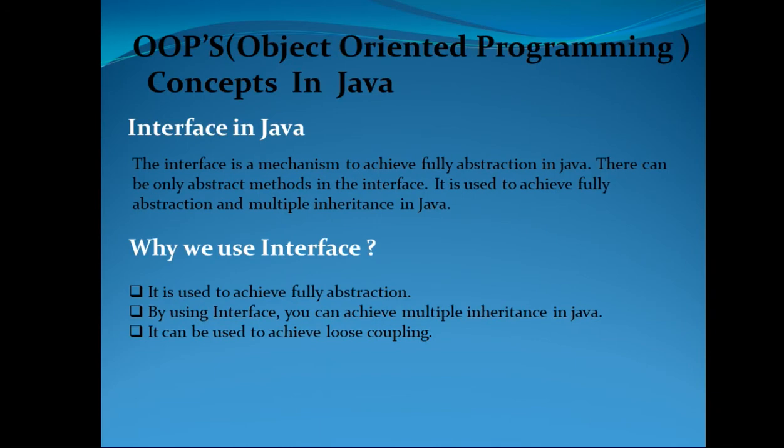Let's discuss interface in Java. The interface is a mechanism to achieve full abstraction in Java. There can be only abstract methods in the interface. It is used to achieve full abstraction and multiple inheritance in Java. Why do we use interface? Now the question arises. It is used to achieve full abstraction. By using interface, you can achieve multiple inheritance in Java. It can be used to achieve loose coupling. Please note this.